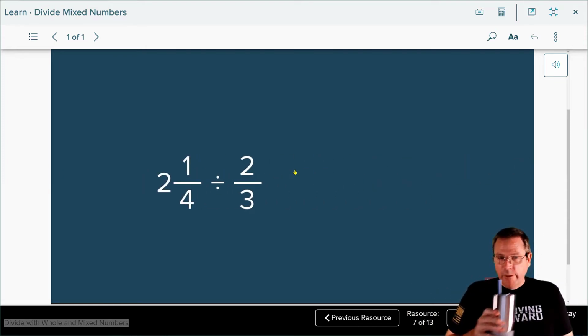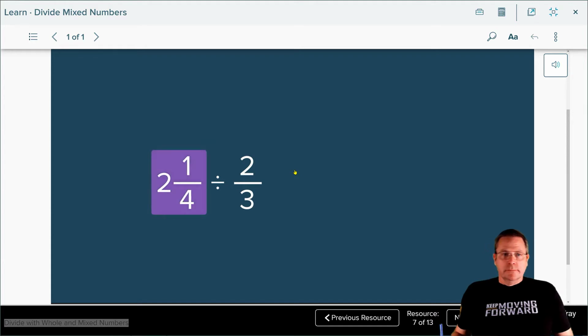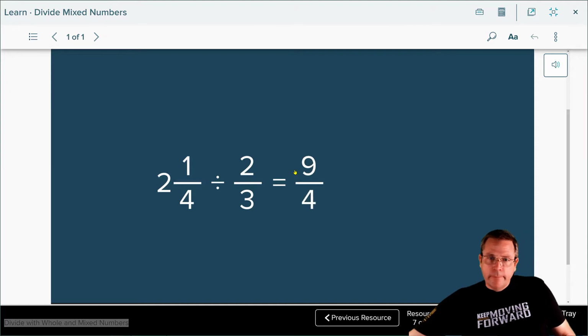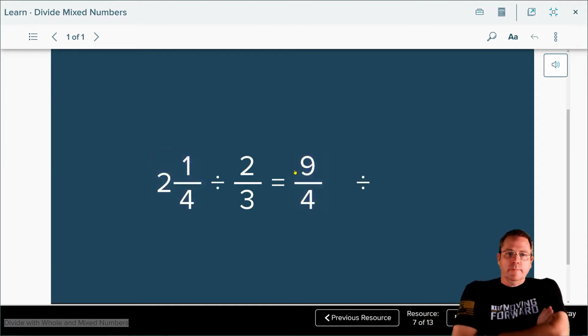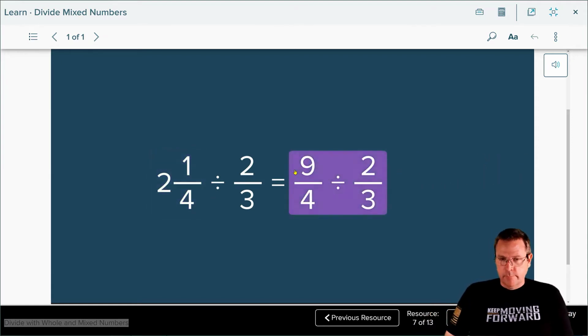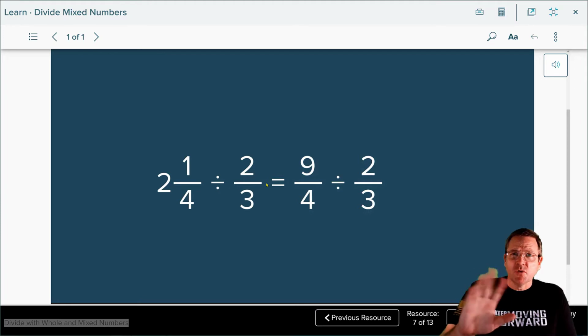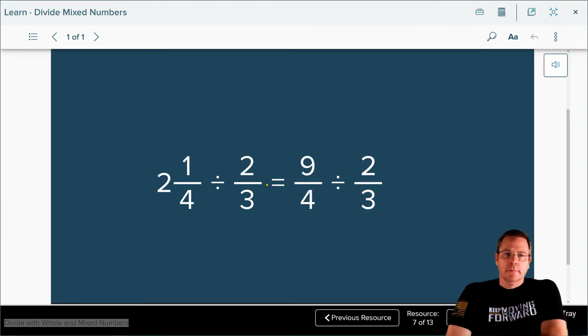Dividing with mixed numbers is similar to dividing fractions. To find 2 1/4 divided by 2/3, first write the mixed number as an improper fraction. 2 1/4 written as an improper fraction is 9/4. To divide 9/4 by 2/3, first multiply. Multiply 9/4 by the reciprocal of 2/3, 3/2.